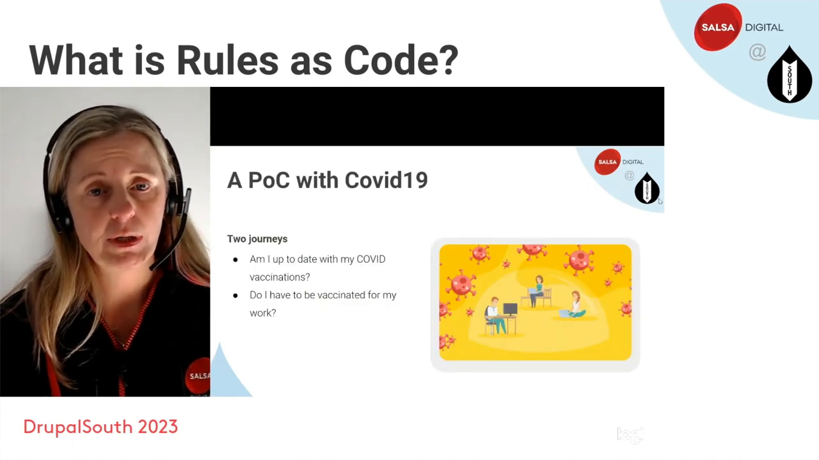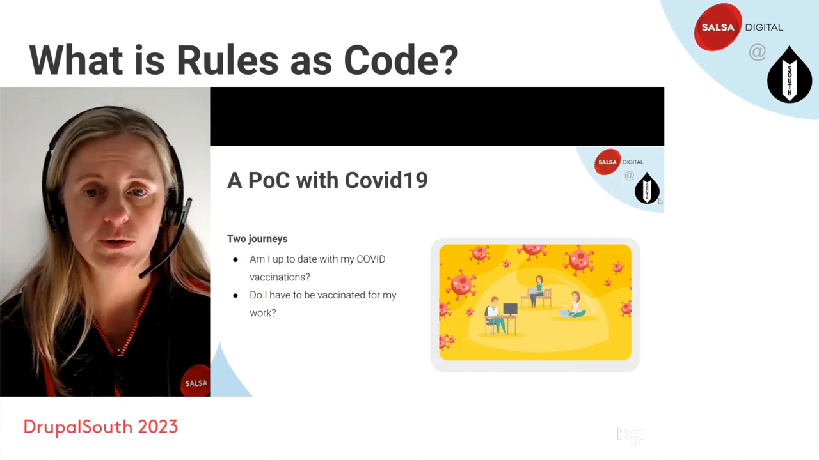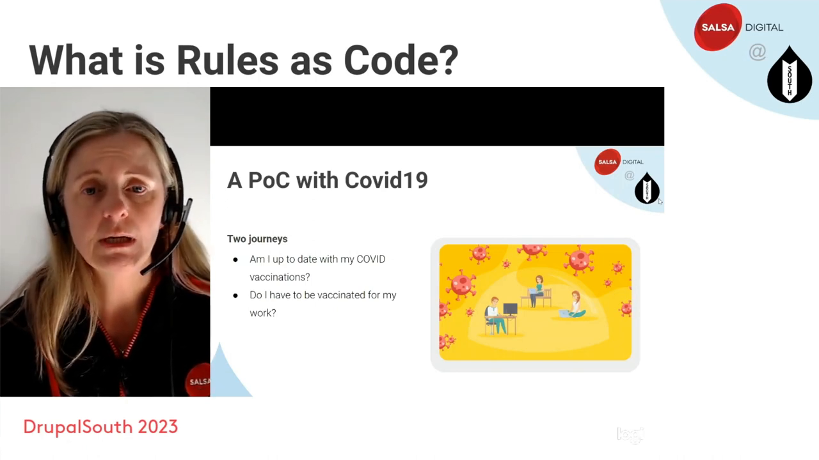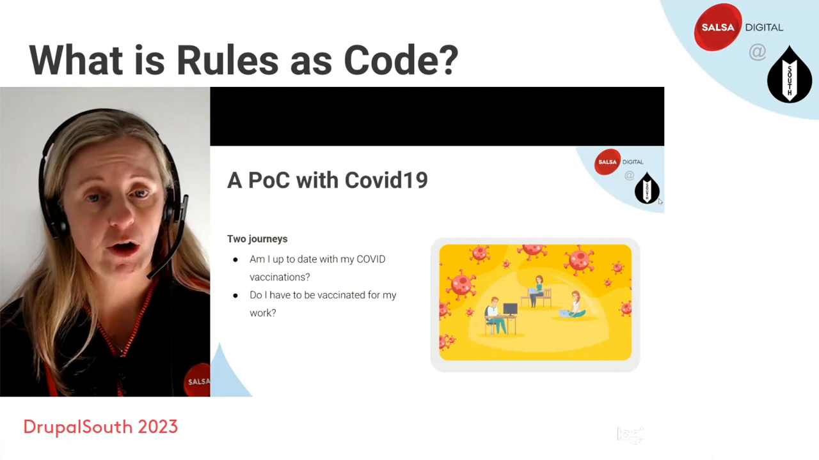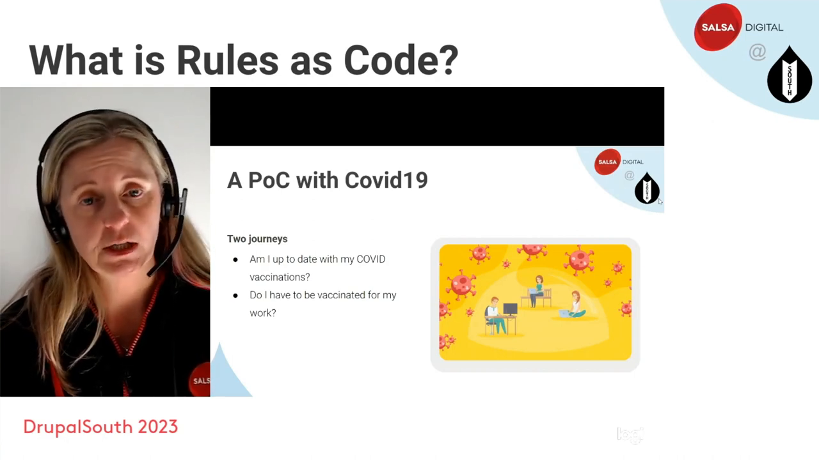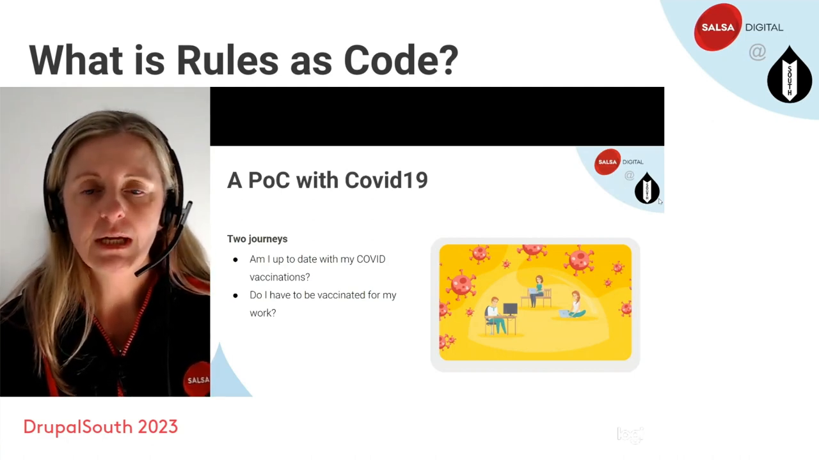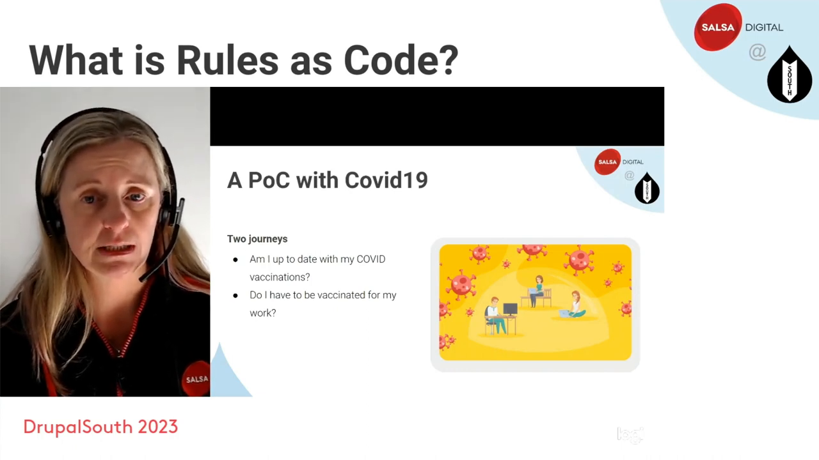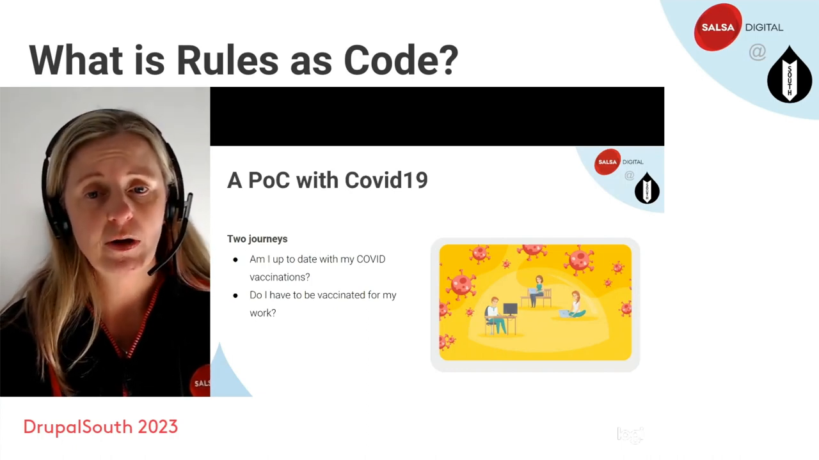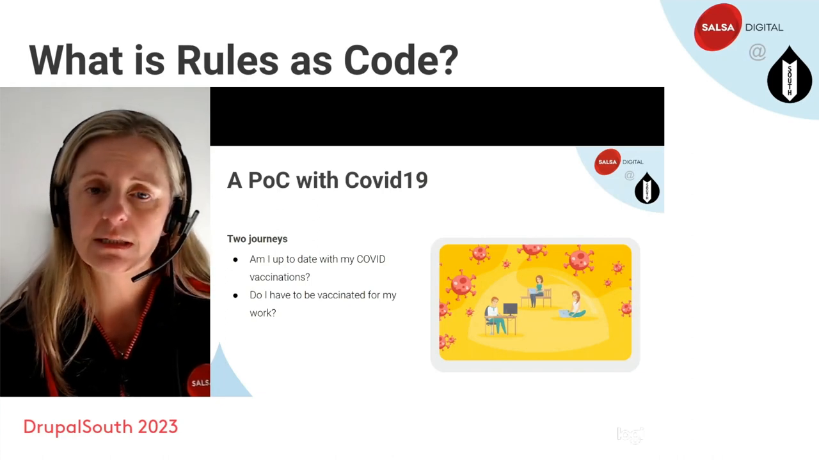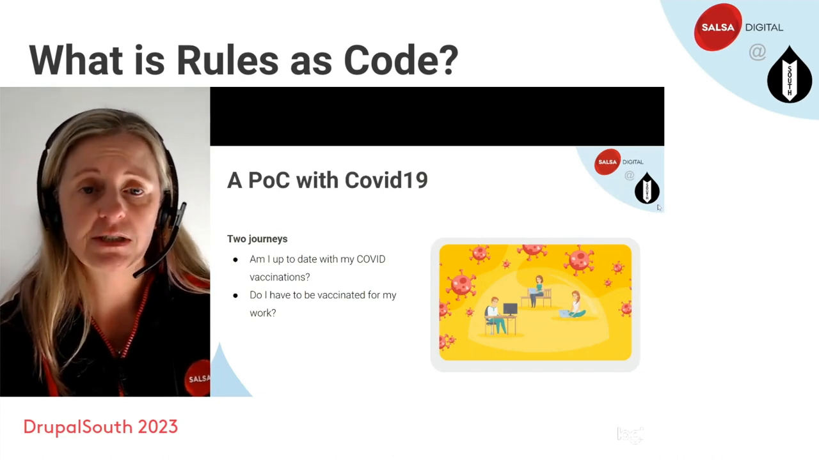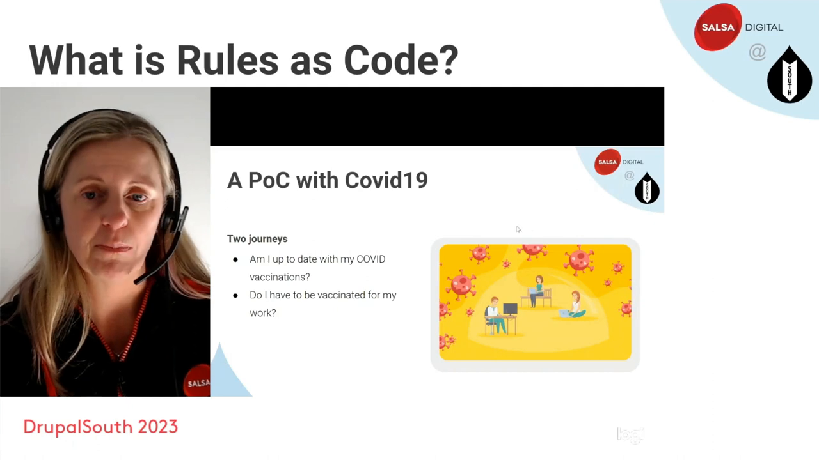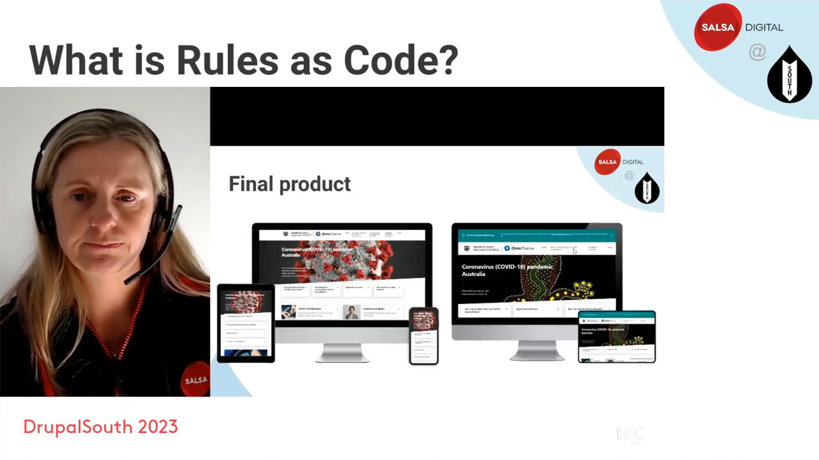In the end, once we started working on the rules as code project proof of concept, GovCMS wanted us to look at COVID vaccinations. It was actually quite a complex area at the time. And we looked at two main journeys. One was, am I up to date with my COVID vaccinations? And the next one was, do I have to be vaccinated for my work? This enabled us to also show how state rules and federal rules can be combined together in one engine.